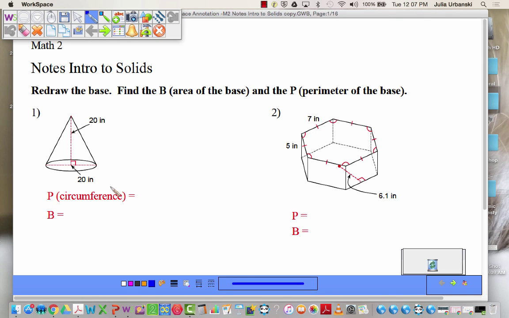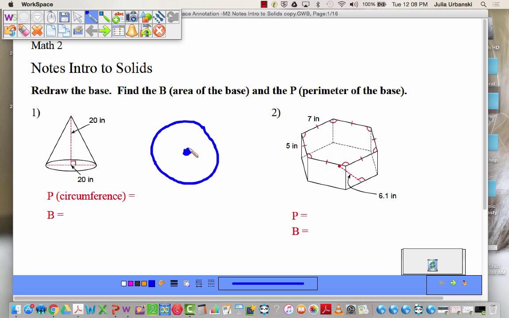Exactly. So, I need your calculators. Number one, you guys have to go through these steps. If you don't go through these steps, you're not going to know how to do tomorrow or the next day or next week. Step number one, identify the base and redraw. What shape makes the base here? A circle. Good.